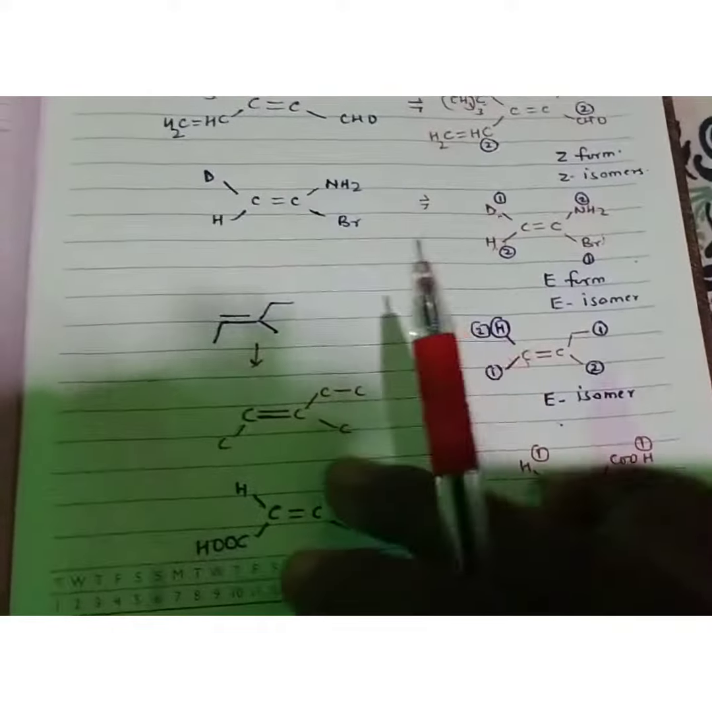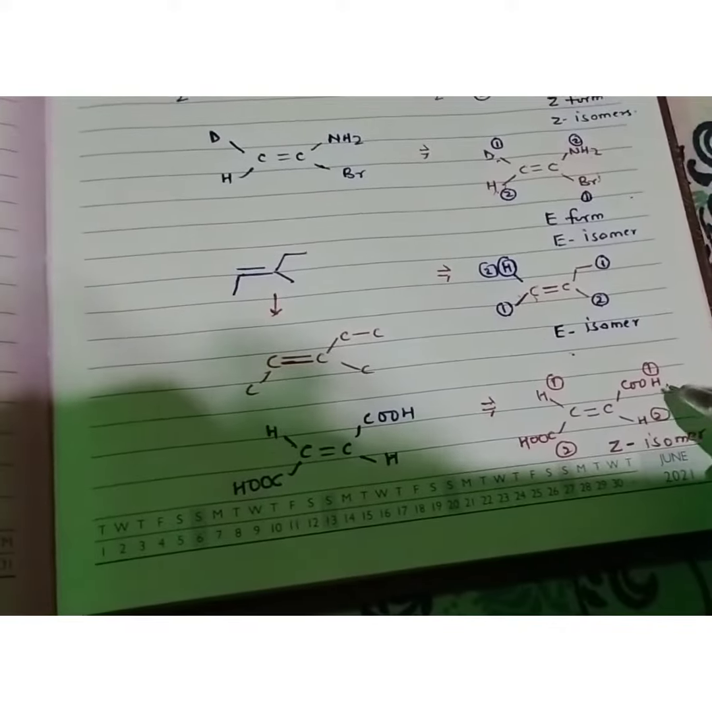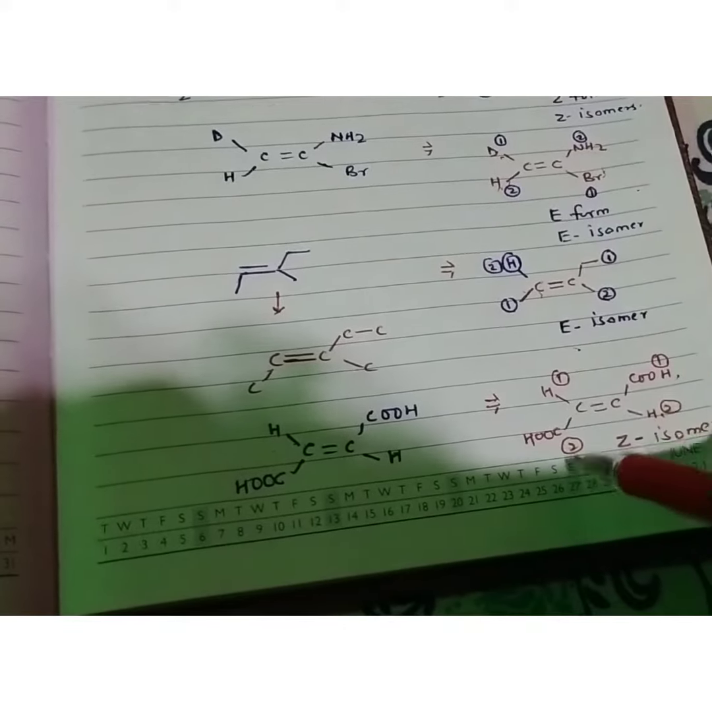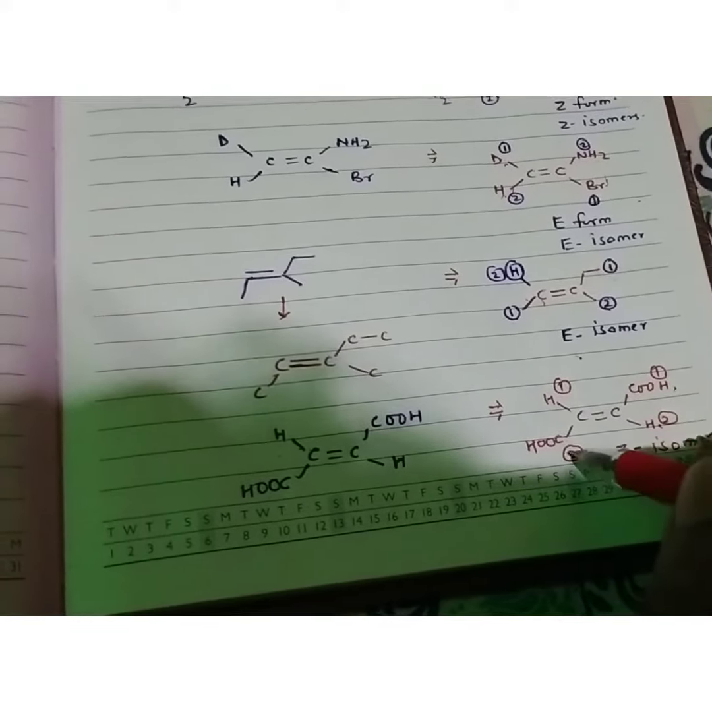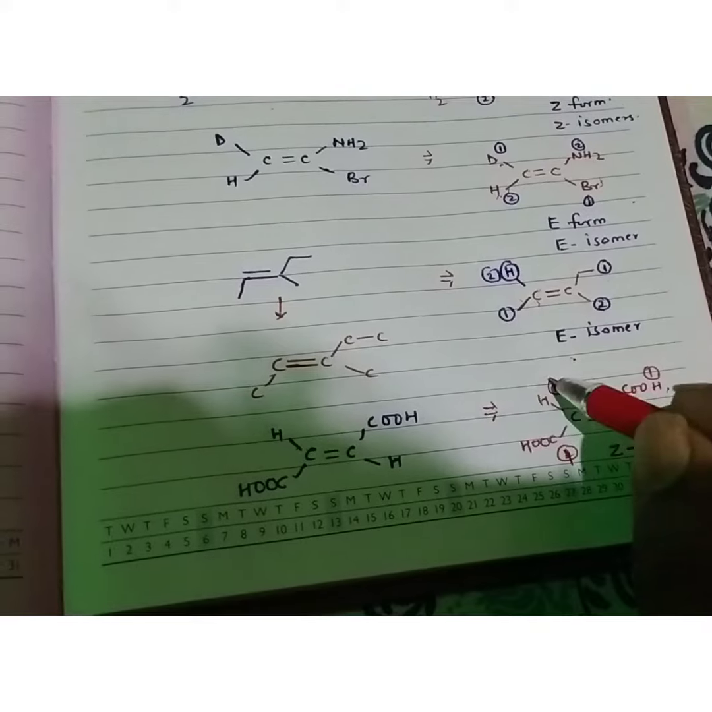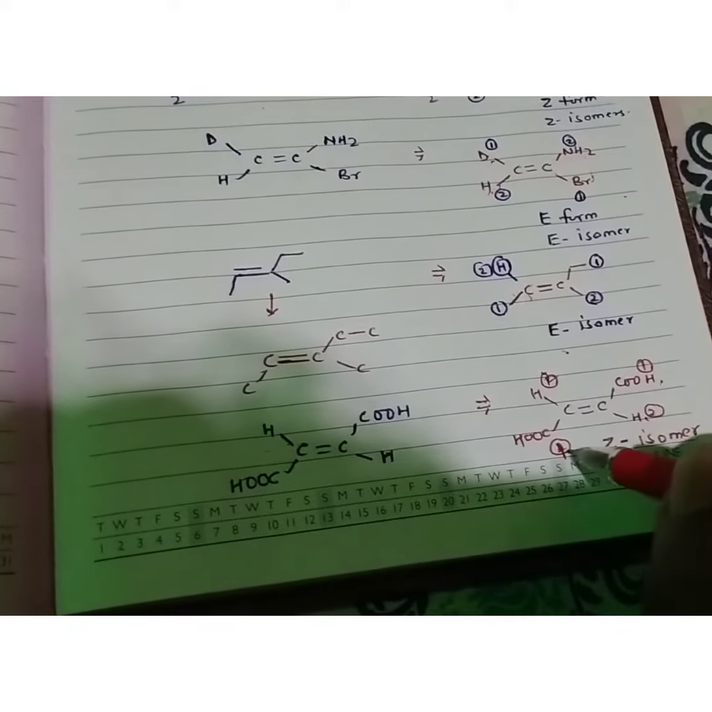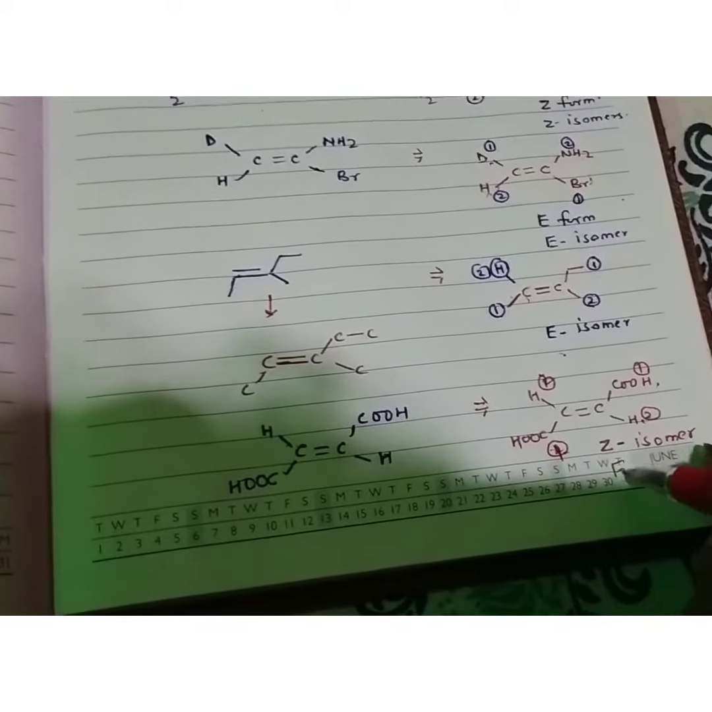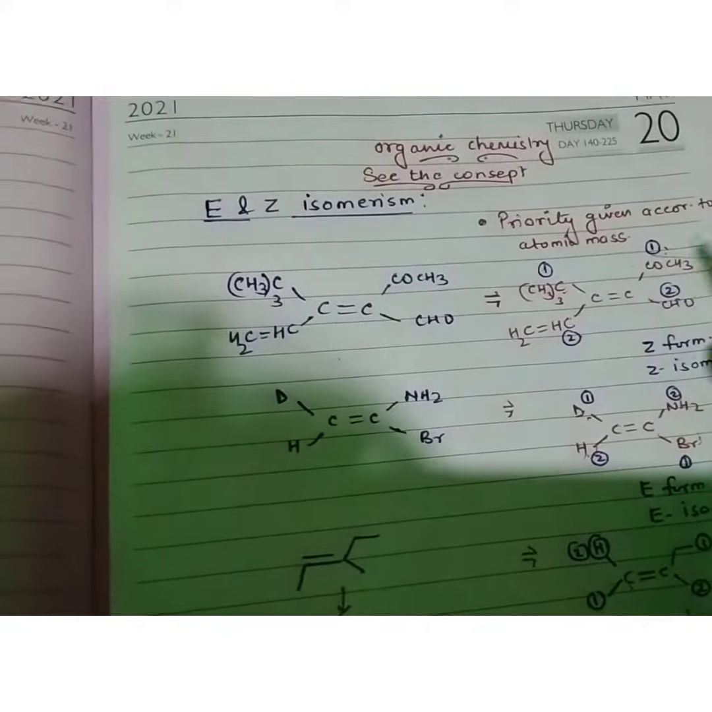Next, you can see the acid is the first priority, and this is hydrogen, 2. In this, the first priority is given to this one and second is given to the hydrogen. So 1 and 2 are on opposite sides, then it is the E isomer. So these are some examples of E and Z isomerism.